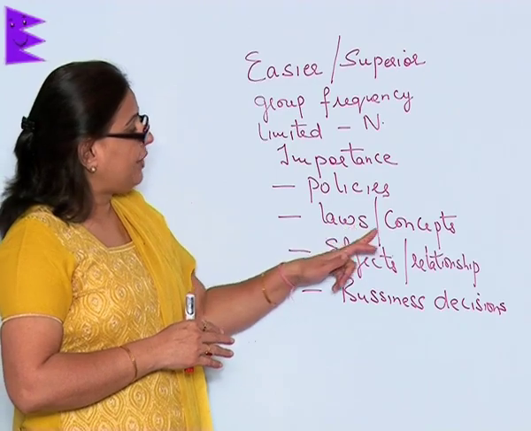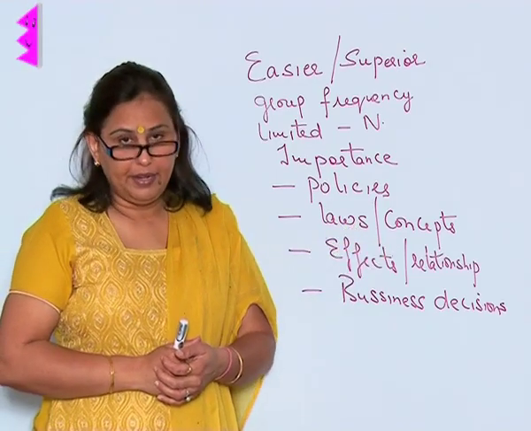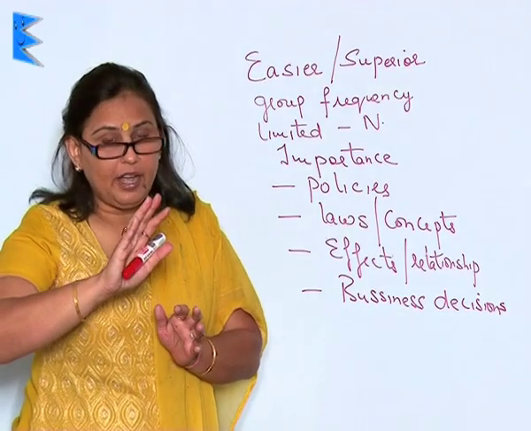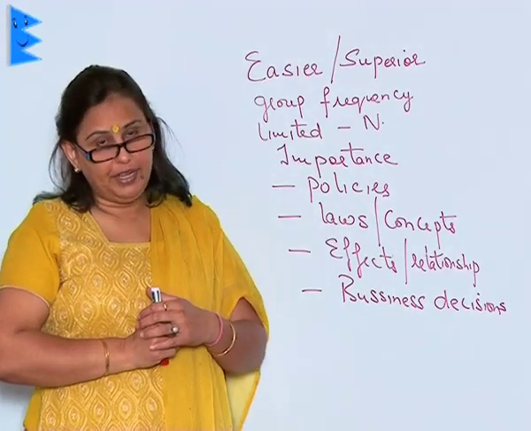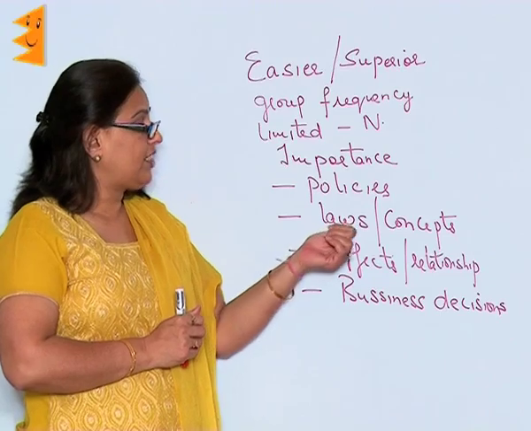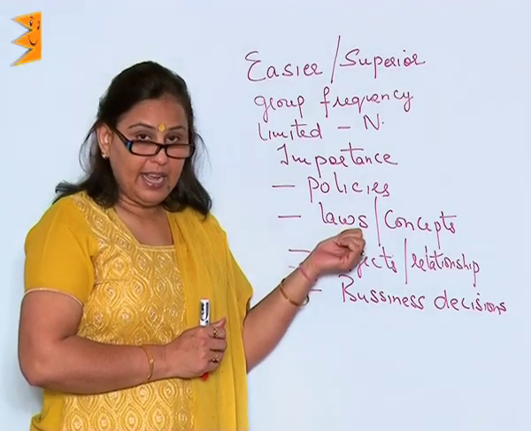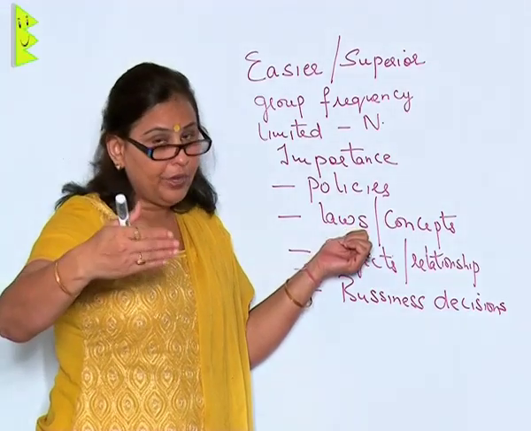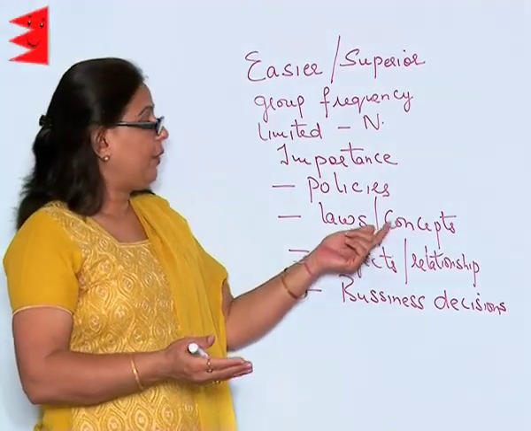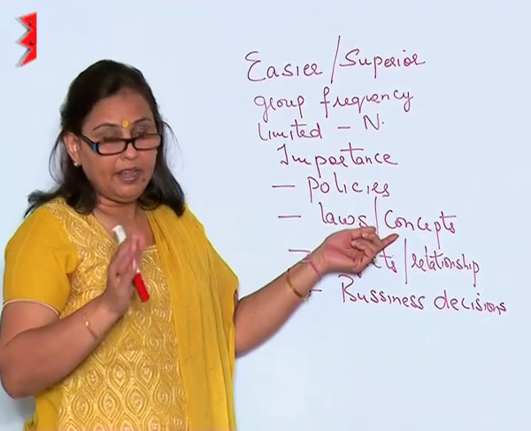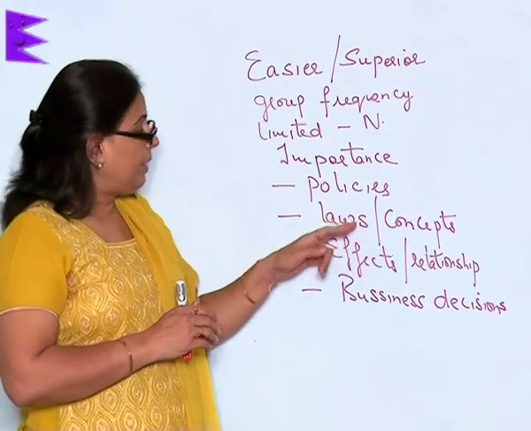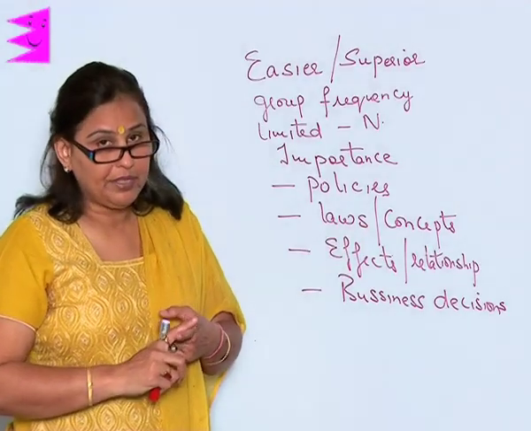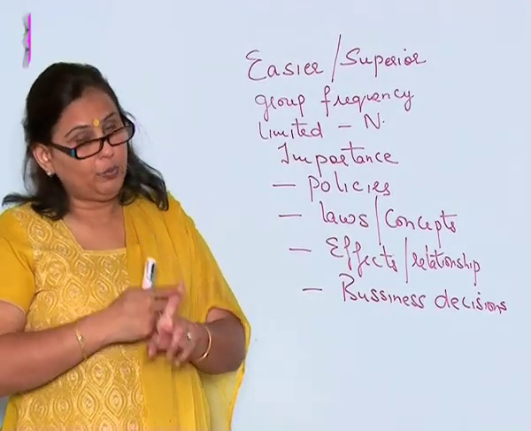Then the laws and concepts which have to be made can be easily made by finding out the correlation between variables. If the laws are stringent, are the policies going to help the people, or are they going to have an adverse effect on them? So, to make the laws and to understand the concepts, it is very important to understand the correlation between the variables.